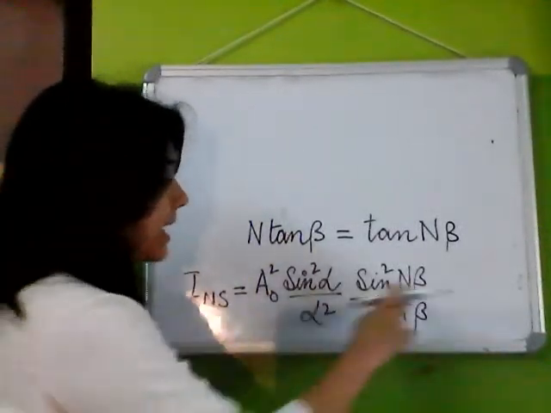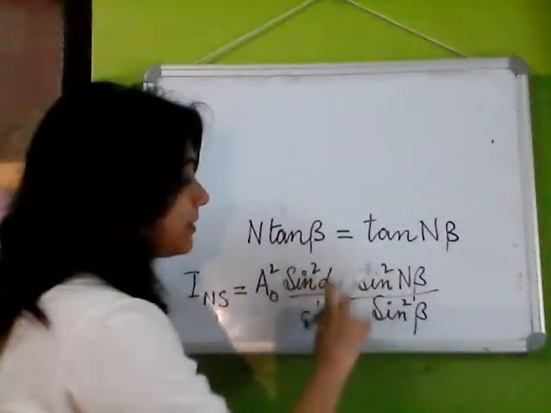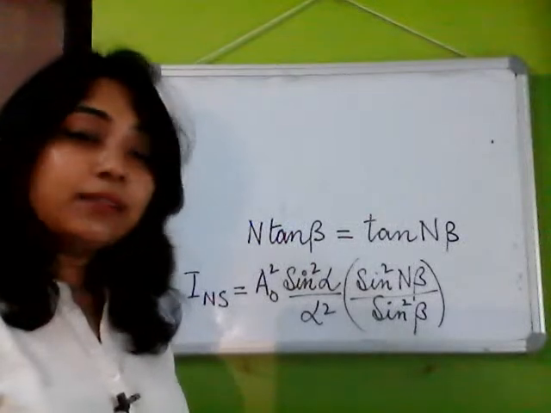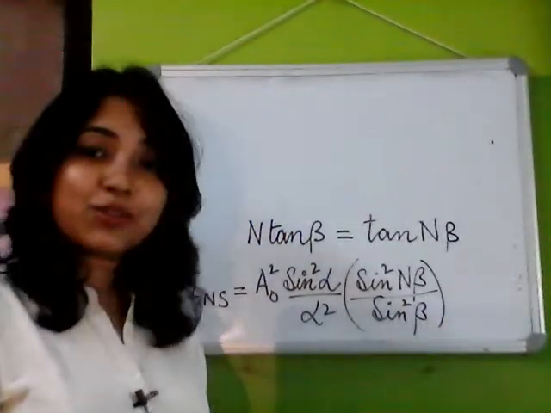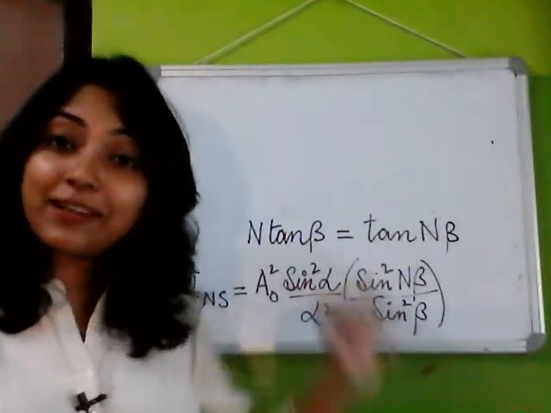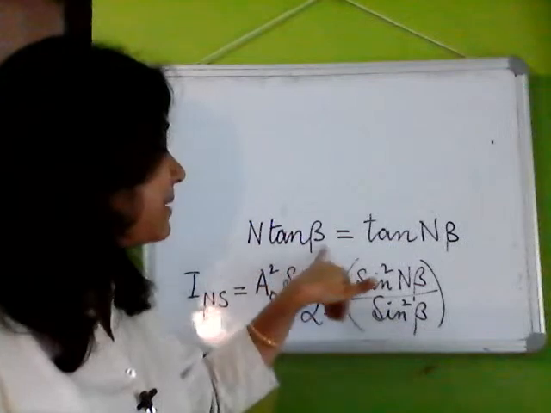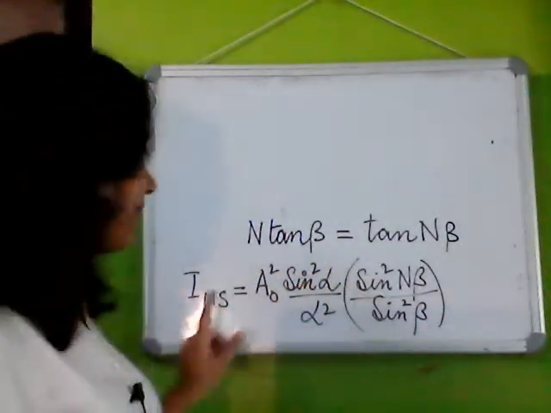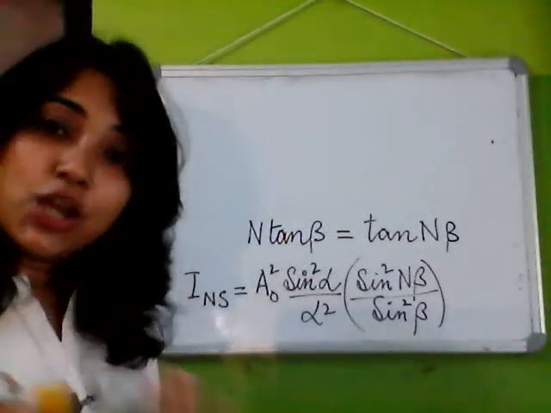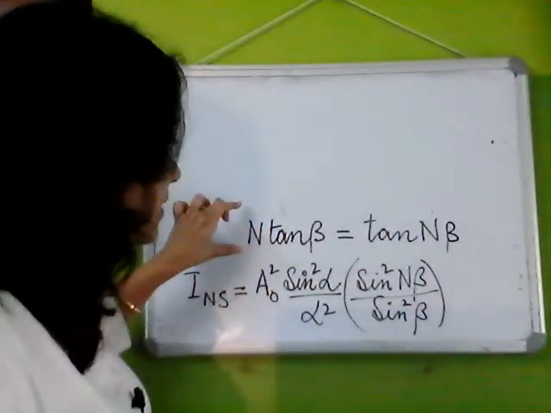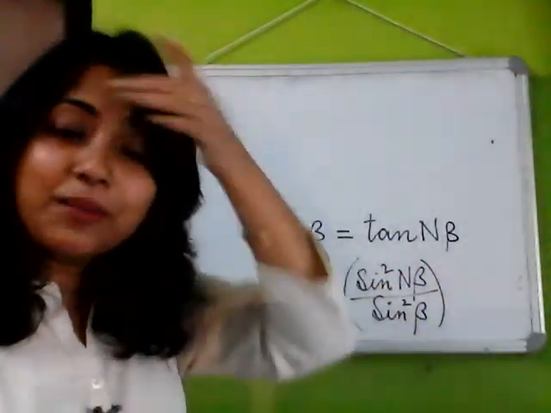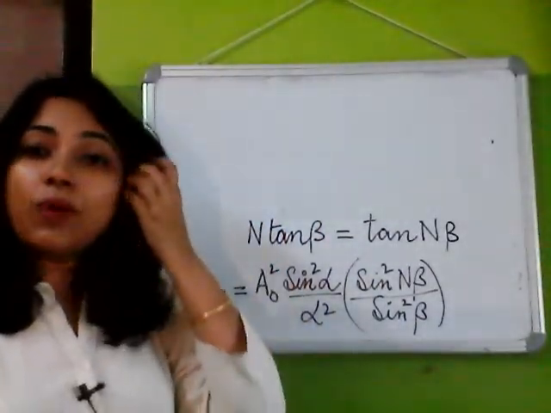Why did I write this? See, I need to actually show you the significance of this term. If I can find out the value of this sine square n beta by sine square beta, and I can put it over here under the conditions of secondary maxima, under the condition that n tan beta is equal to tan n beta, I will be getting the intensity for n slits at the secondary maximas. So starting from this condition, we will now find out the value of this term within the brackets or the beta term. Okay. So this is what I am trying to do.